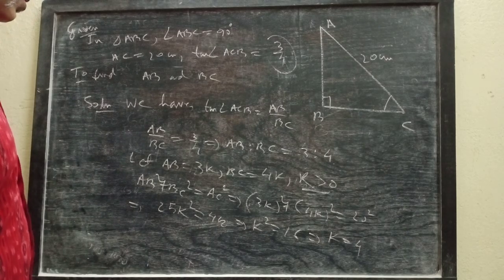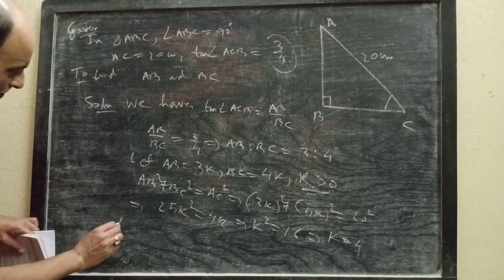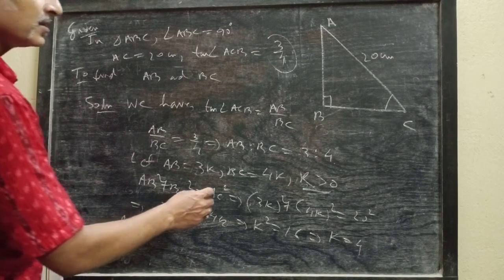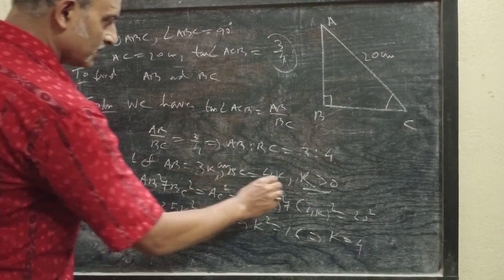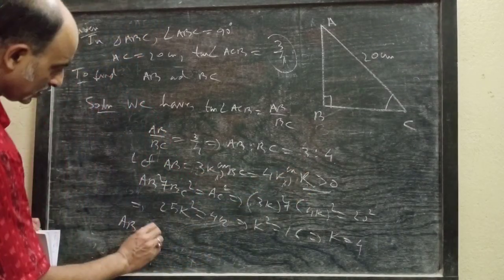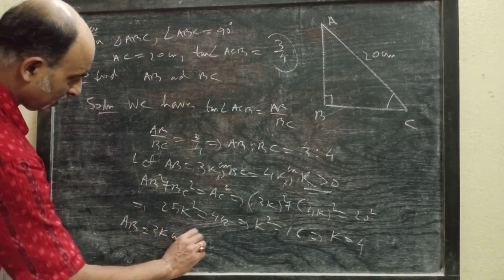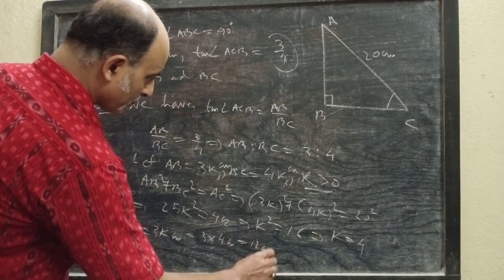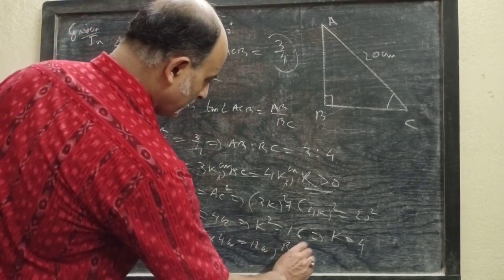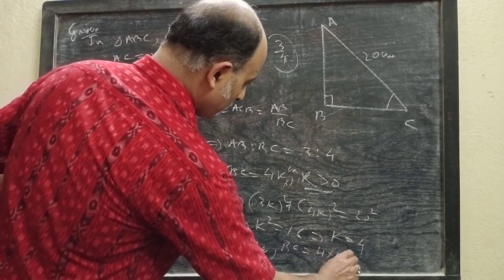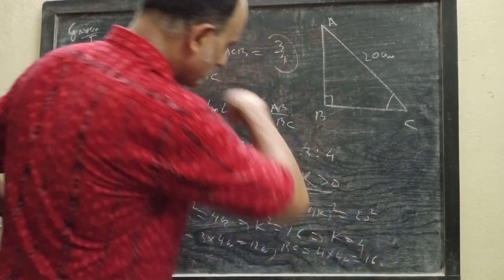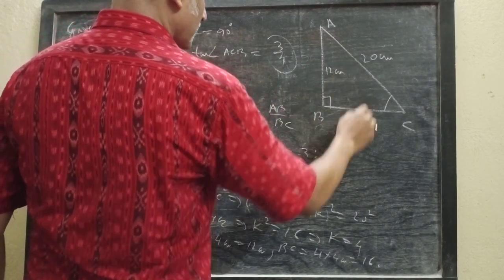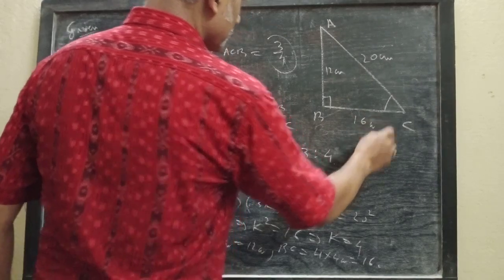Then we get AB. AB was 3K centimeter. You have to write here centimeter. 3K centimeter, that is 3 into 4 centimeter, that is 12 centimeter. And your BC will be 4K, that is 4 into 4 centimeter, that is 16 centimeter. So you obtain AB as 12 centimeter and BC as 16 centimeter. Okay.